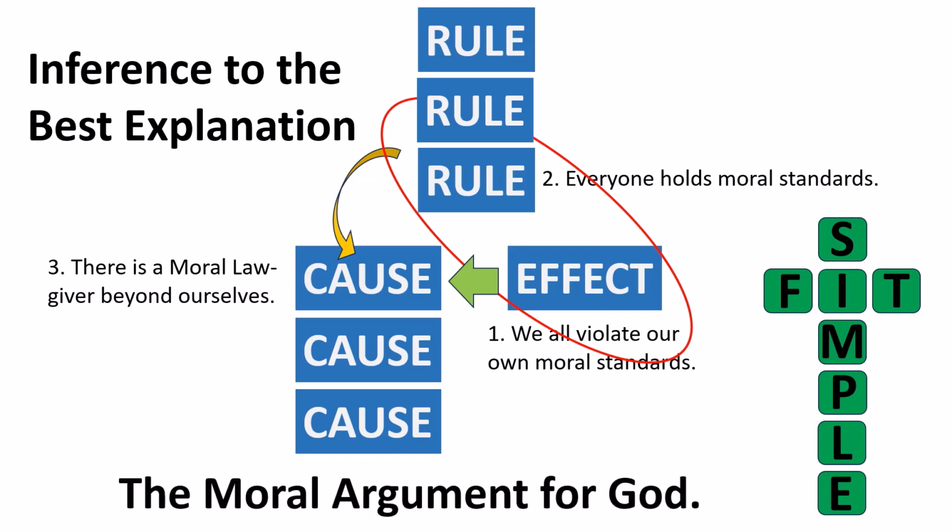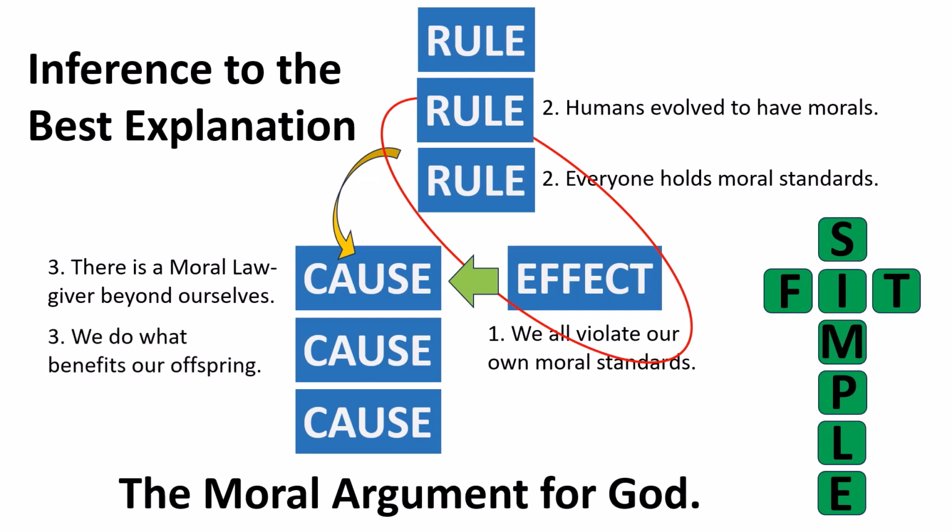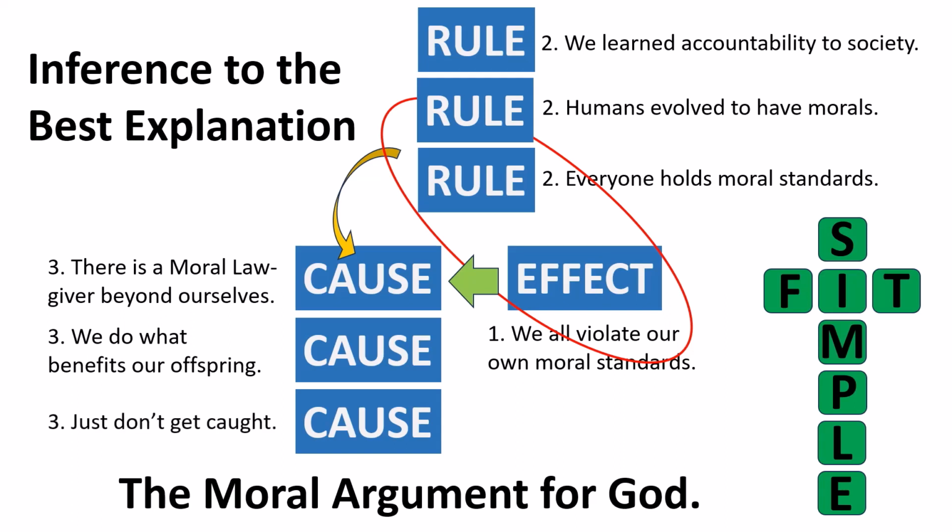Now, are there other possibilities? Yes. Humans could have evolved to have morals. Of course, this would be a series of accidents. It would result in us doing what benefits our offspring. Another possibility is we learned accountability to society. Now, if that's the case, and that's all there is to it, then we would just simply work hard not to get caught. In both these other cases, we're having to come up with something that doesn't quite fit, and also something that is more complex and requires more conditions. So, again, the simplest idea is that there is a moral lawgiver, and that we violate our own moral standards.